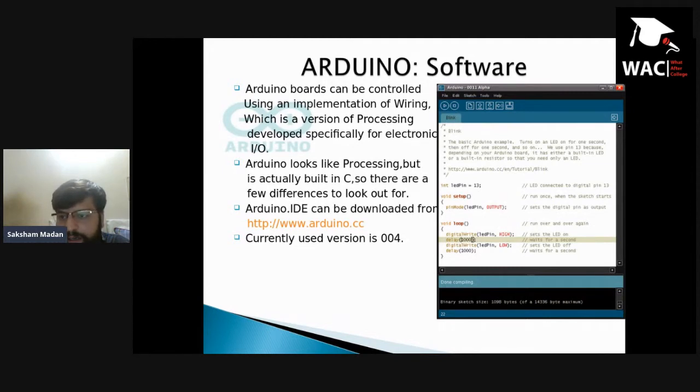Which one is better, Arduino or Raspberry Pi? Sandhya, basically it's based upon the application we want. If we want processing over there, then we will be using the Raspberry Pi.